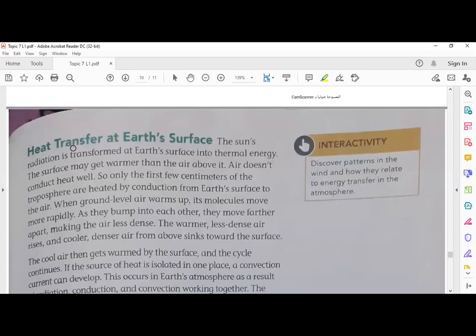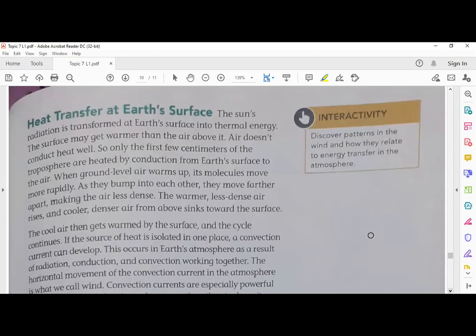Now, how heat transfers at the air surface. As I told you yesterday, we covered this page, right? First, the sun's radiation or the sun's energy is changed at the air surface into heat, into thermal energy.